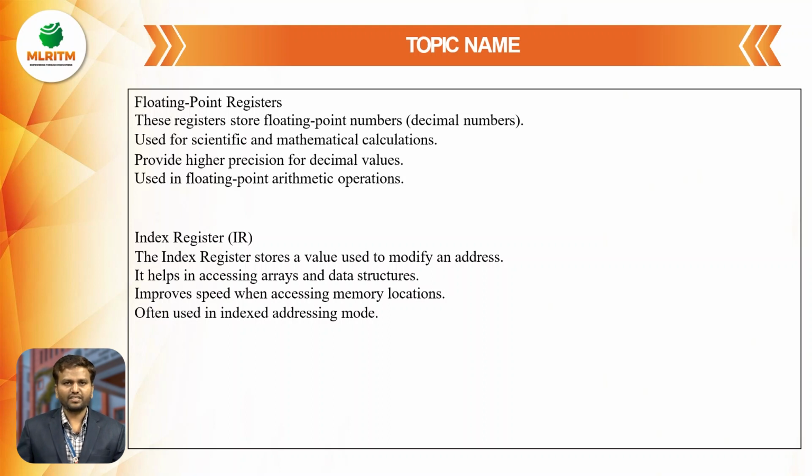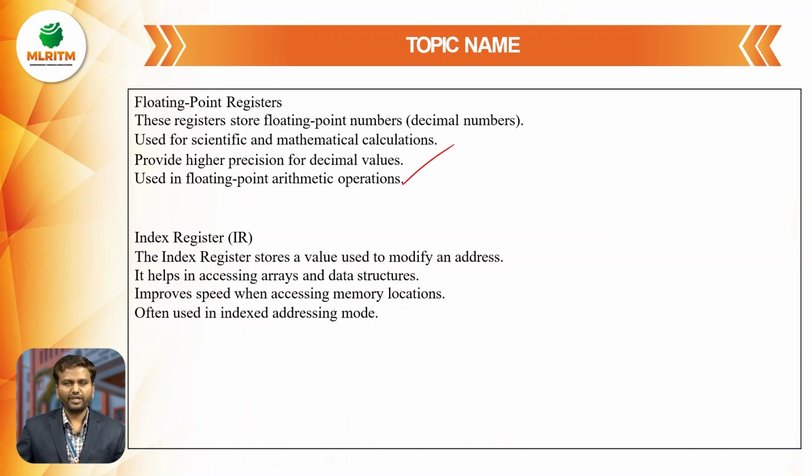Decimal values are what we know, like 1 to 10, called decimal numbers in human language. In binary, information is decoded through zeros and ones. Decimals are the human understandable form, used for floating point arithmetic operations. Floating point registers are used for floating point arithmetic operations.